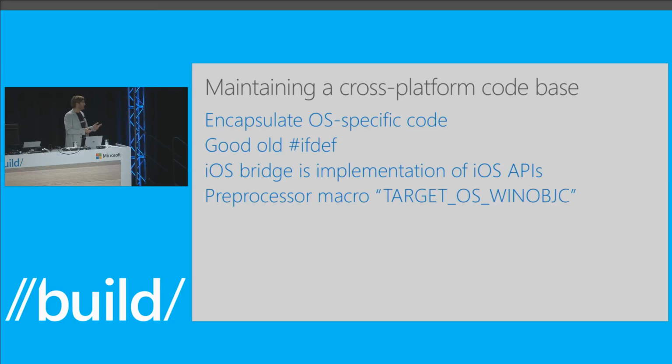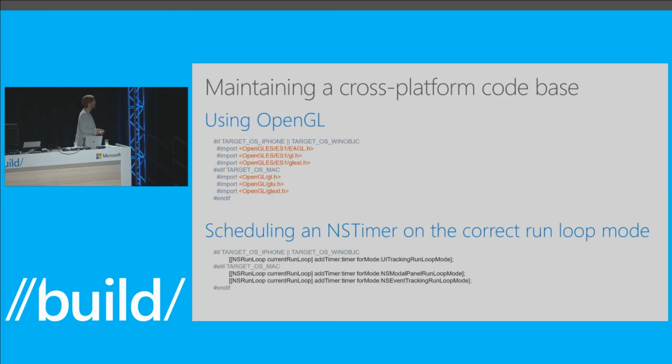So let me show you how we use this in code. For example, if you're using OpenGL, a lot of the methods are going to be the same on Mac, on iOS, and iOS Bridge, but the header includes will differ. So it would look something like this. If you are using a timer, the run loops on iOS and iOS Bridge are going to be the same, but they're going to be different on the Mac. So it will look something like this.